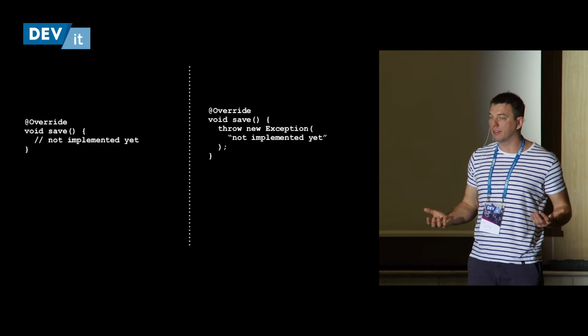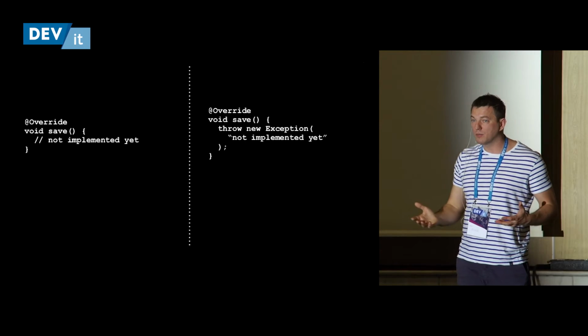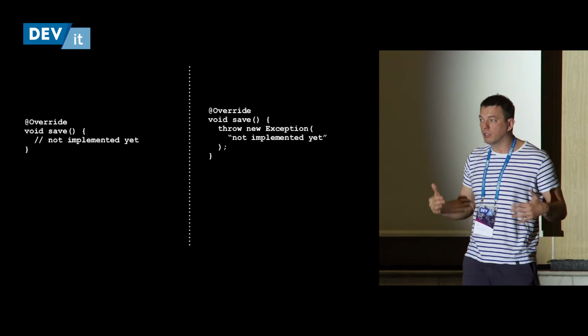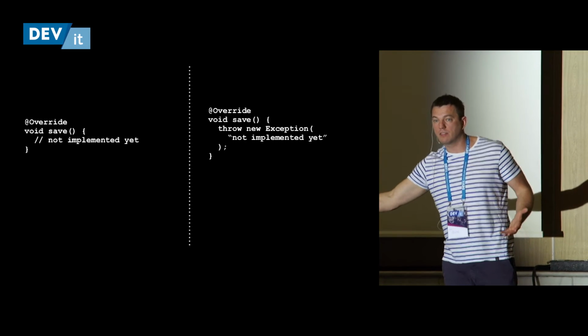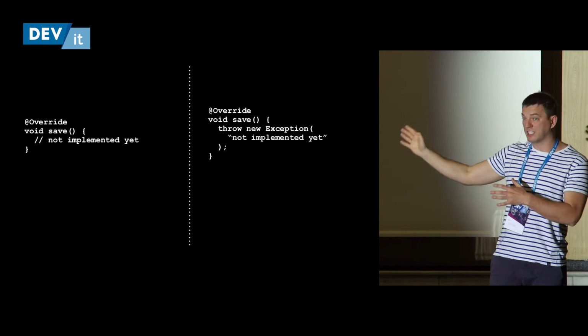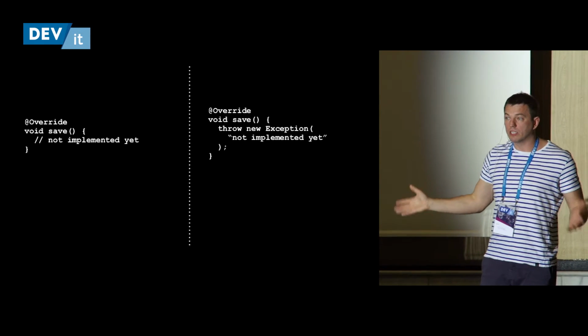Is it a mistake? Definitely. Will the client understand that this is a mistake? No. The client will continue. The client will assume that everything is fine. I just called the save method and the save actually saved something. That's the wrong approach, but it's safe because the client will continue to work.